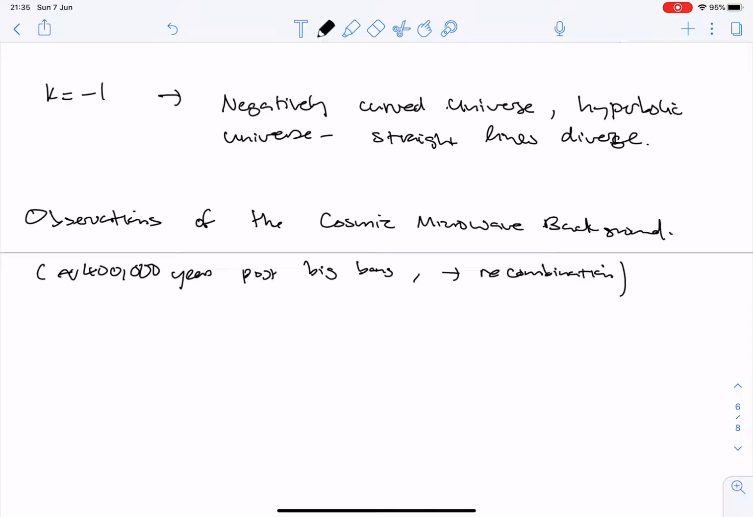That gives you a route to measuring the curvature, and there is no curvature. It's flat to about 0.1%, based on new missions like the one from the European Space Agency called Planck. If you're interested, please do go and look that up, but I'm not going to go into that because in a sense that's more of an astrophysics problem than a general relativity problem.